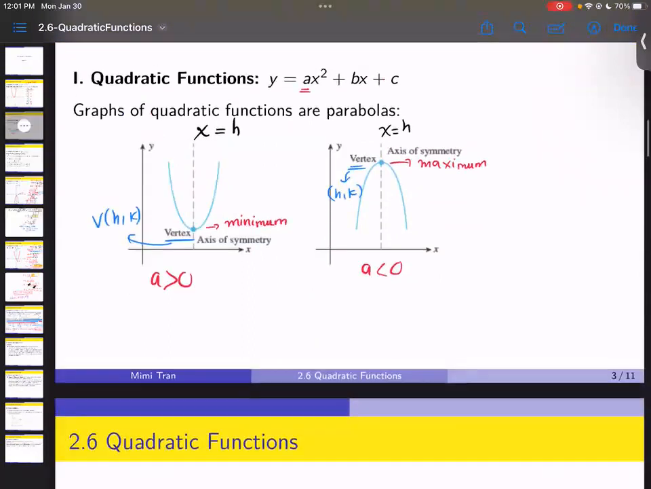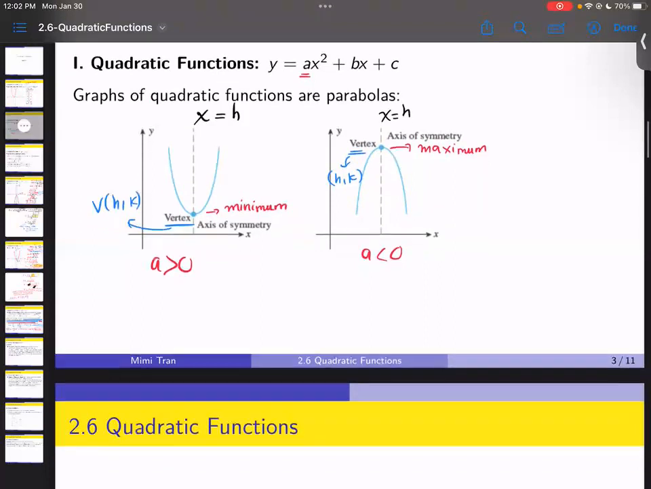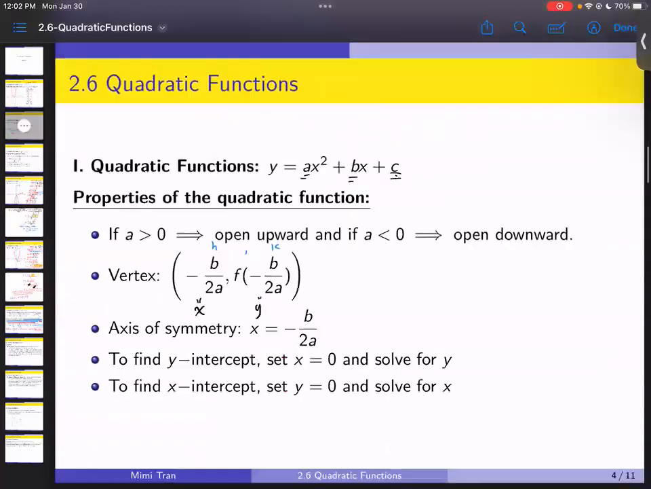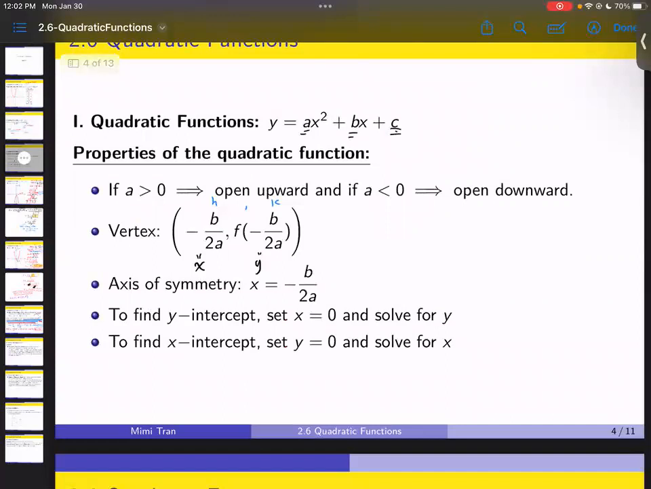In terms of application, that will be your maximum profits and minimizing costs, right? In terms of application understanding. And those are the formulas. You want to find the extrema, as I call it. X equals negative b over 2a. Once you have x, you plug it into the f function to find y.